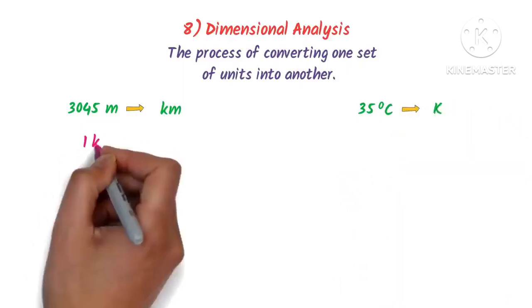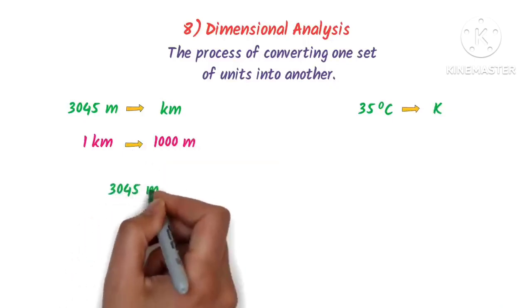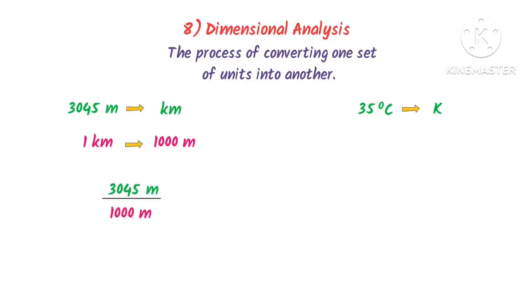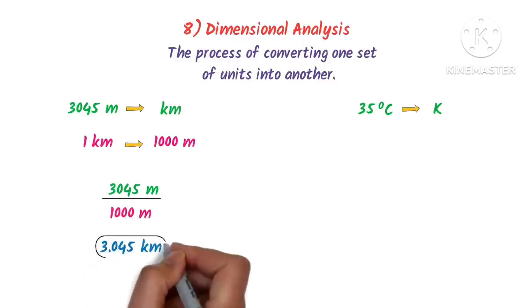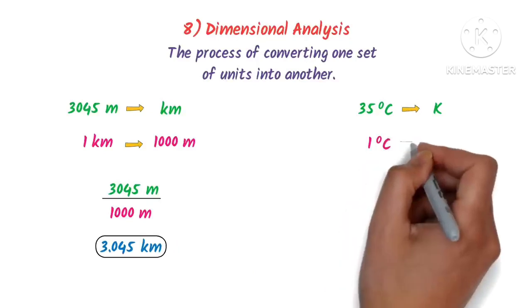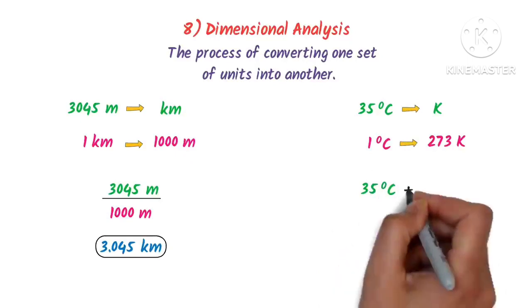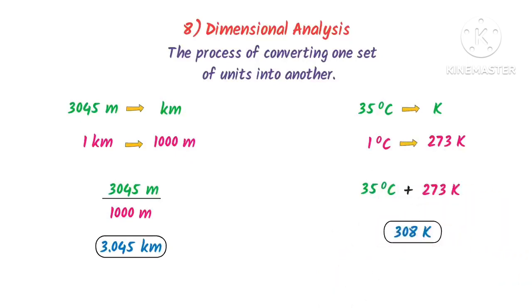We know that in 1 kilometer there are 1000 meter. So I divide 3045 meter by 1000. I get 3.045 kilometer. On the other hand, to convert degrees centigrade to Kelvin, we add 273. So 35 plus 273 is equal to 308 Kelvin. Thus, this process of converting units from one set to another is called dimensional analysis.